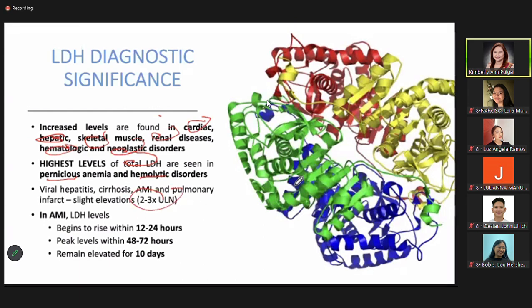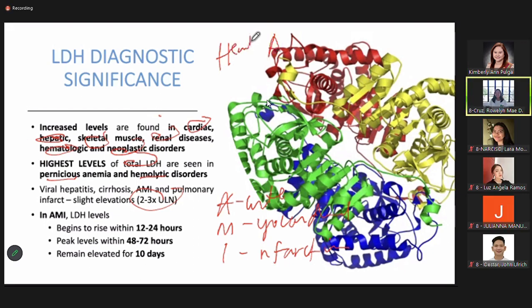tested in AMI. What do we mean by AMI? AMI, this is your acute myocardial infarction. Or simply, the common term of this is what? Simply called as your, starts with letter H and A. Heart attack. Very good. Heart attack.